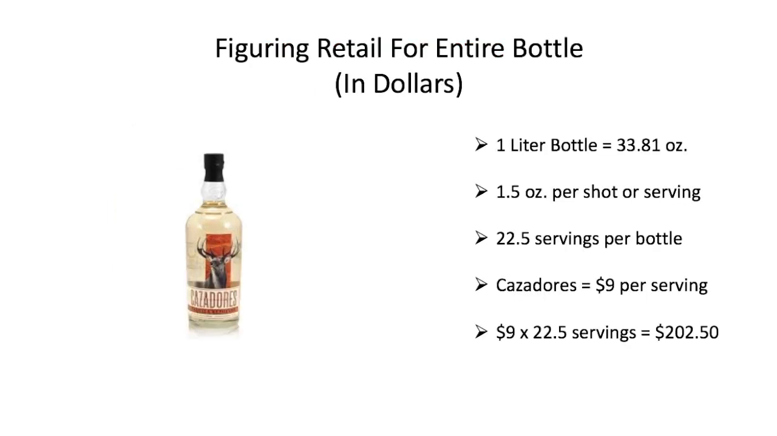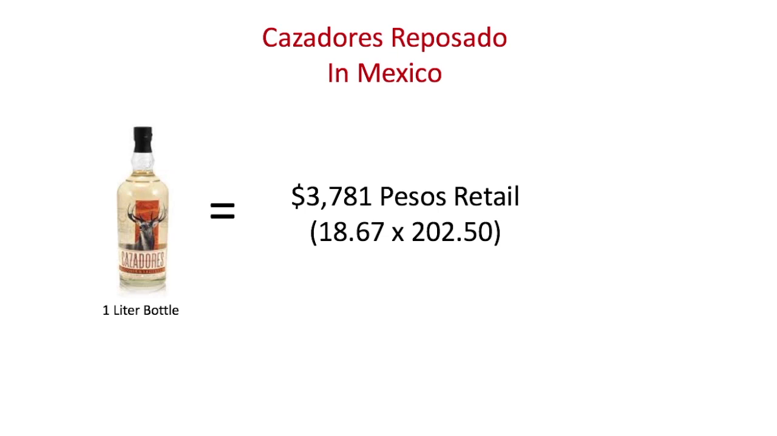And the logic behind that is this: a 1 liter bottle has 33.81 ounces. A common shot size is 1.5 ounces here in the States. And if you divide 33.81 by 1.5, you get 22.5 servings or shots per bottle. We sell Cazadores at $9 per shot. And if you multiply that by the 22.5 shots, it comes out to $202.50. So that's how much we get from customers out of a bottle of Cazadores, as long as the bartenders pour correctly. If you multiply that 202 times that 18.67, it's going to be about 3,781 pesos.